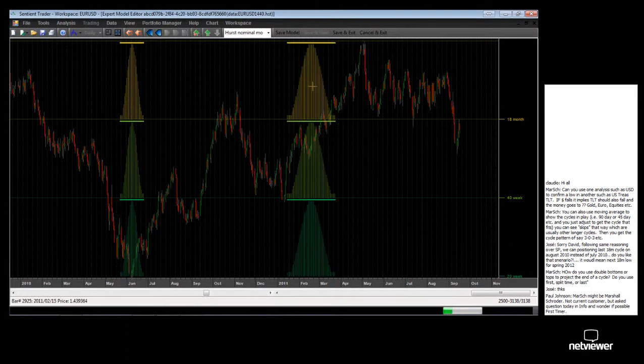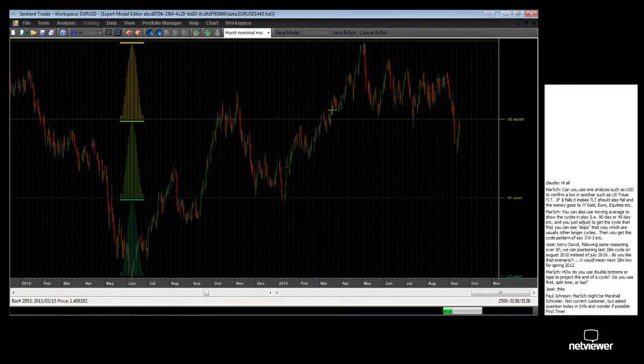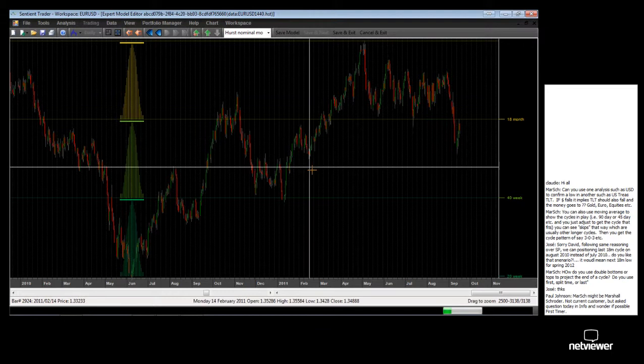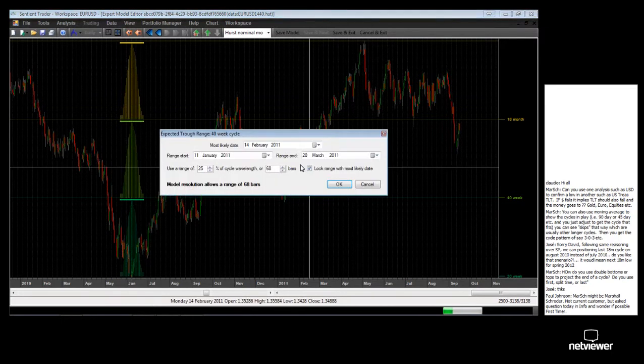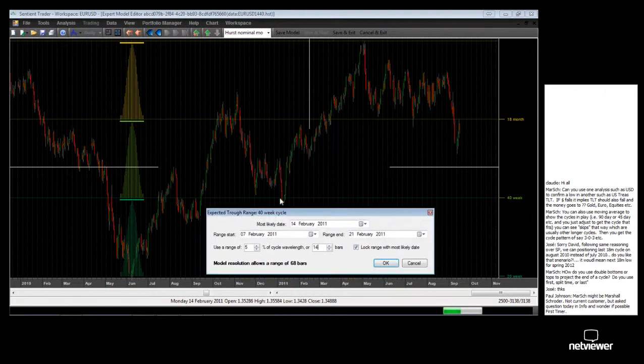Now, where do I click to tell Sentient Trader to position a 40-week trough? I can click in the 40-week zone. Let's assume I'm mistaken, and I double-click over here. That's again 18-month. So Sentient Trader is now positioned an 18-month trough over there. We need to get rid of that. How do I get rid of it? I right-click and I delete that trough range. That trough range is now gone.